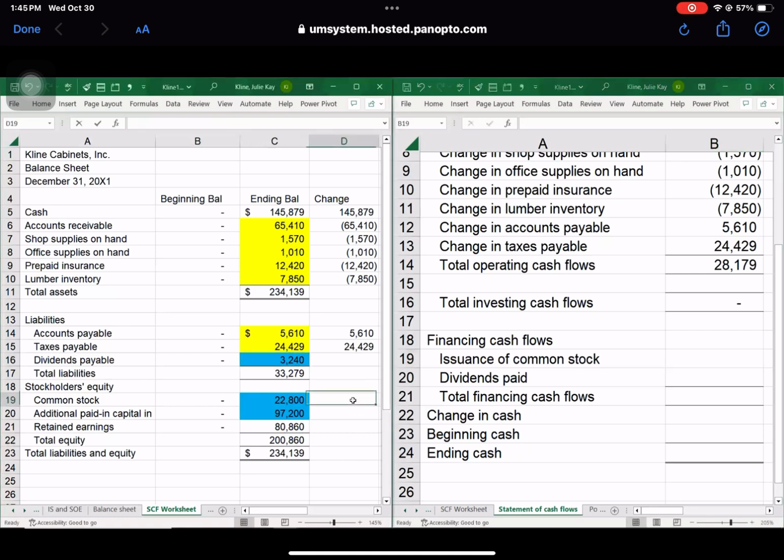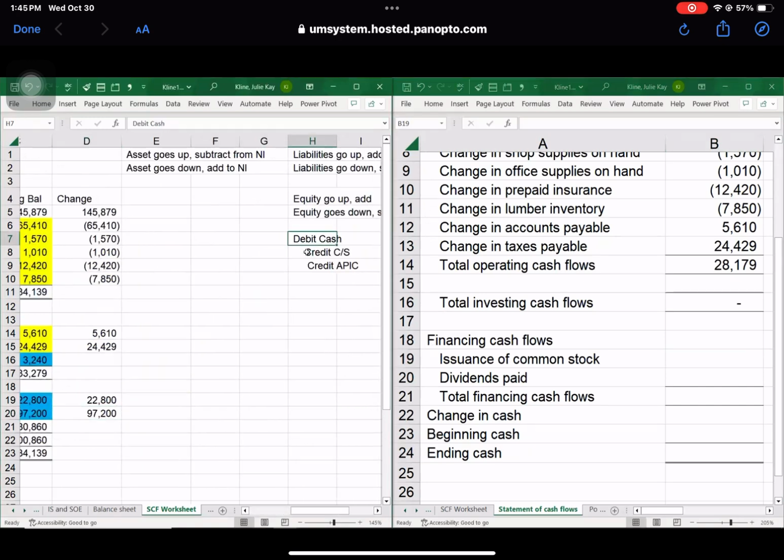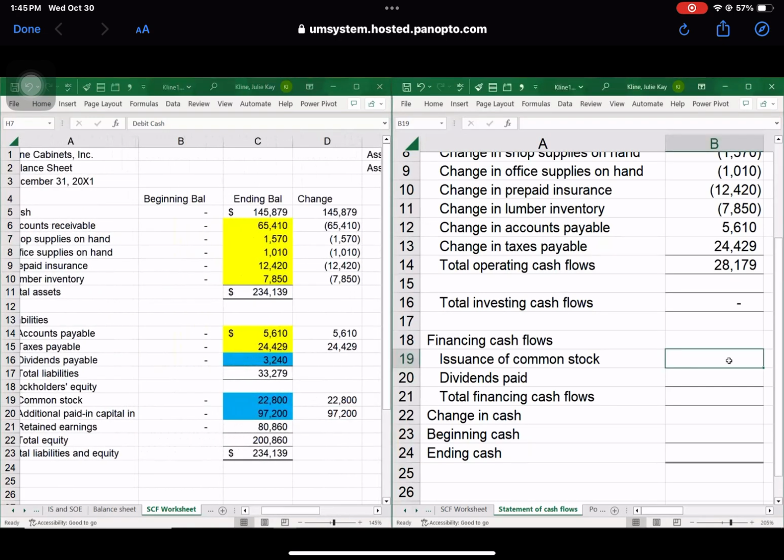So to remind us, if the equity account goes up, or common stock and additional paid-in capital go up, that's an inflow to cash. That means cash is going up. As you can see in this entry over here, debit cash, cash went up, equity went up. So the issuance of common stock gave us cash for those two things added together. So I selected common stock, the change in common stock plus the change in additional paid-in capital. Make sure you're using the change in. And that gets us the cash we received from issuance of stock.